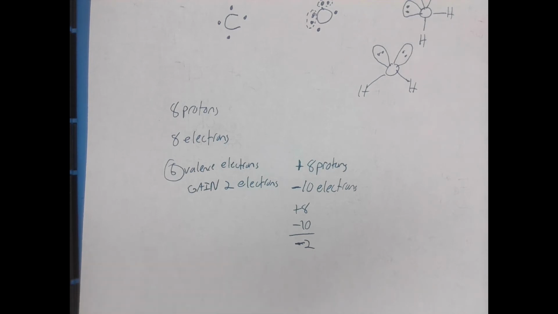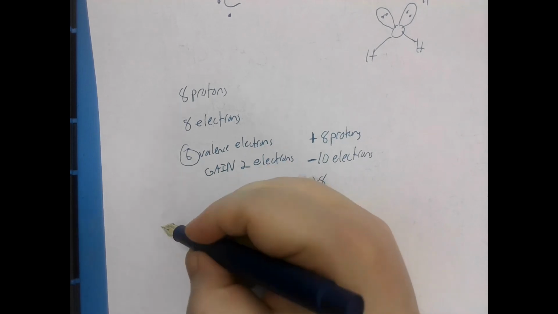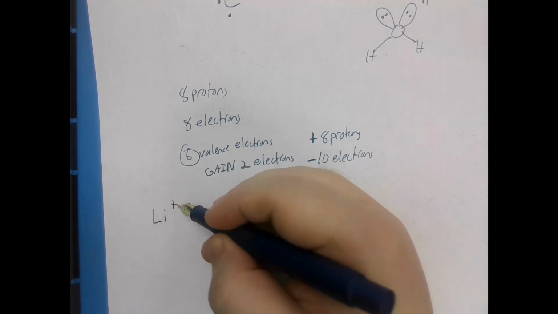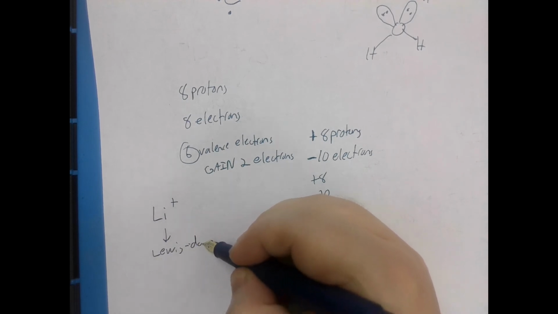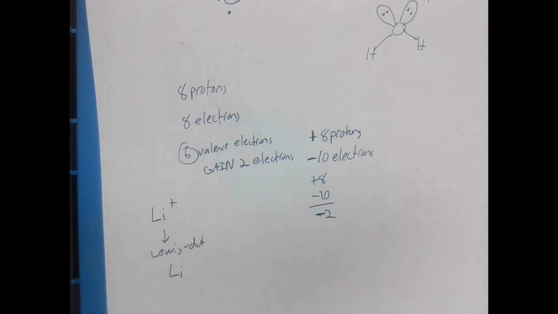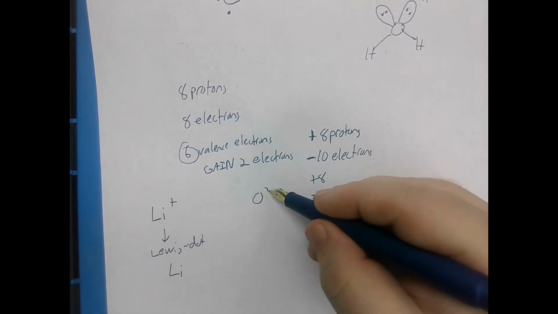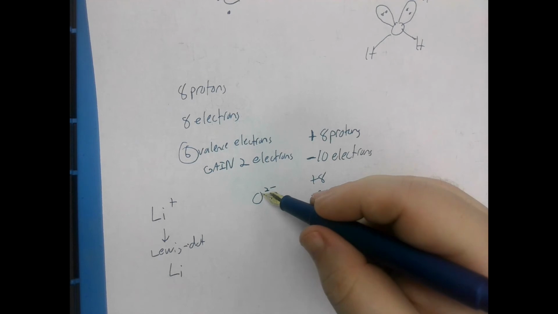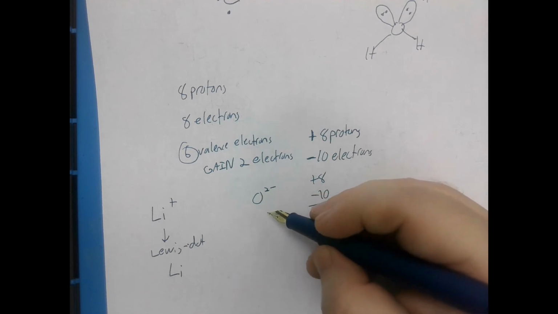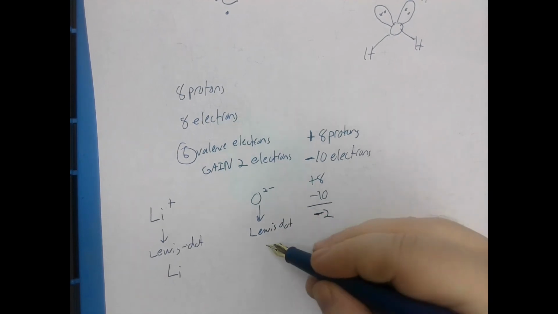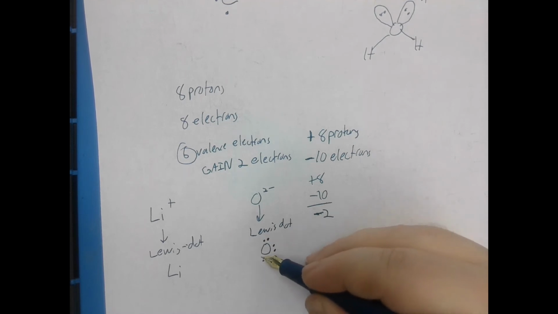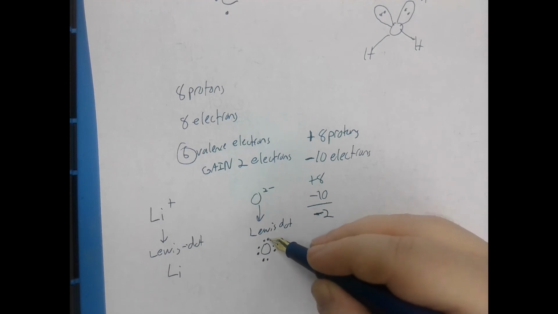Another thing about ions is, let's look at Li+. The Lewis dot structure for it is Li. Let's look at O2 negative. So O2 negative now has a full valence shell, so the Lewis dot for it is going to be O with 8 dots. What you see is that ions, except for helium and hydrogen, which are exceptions.